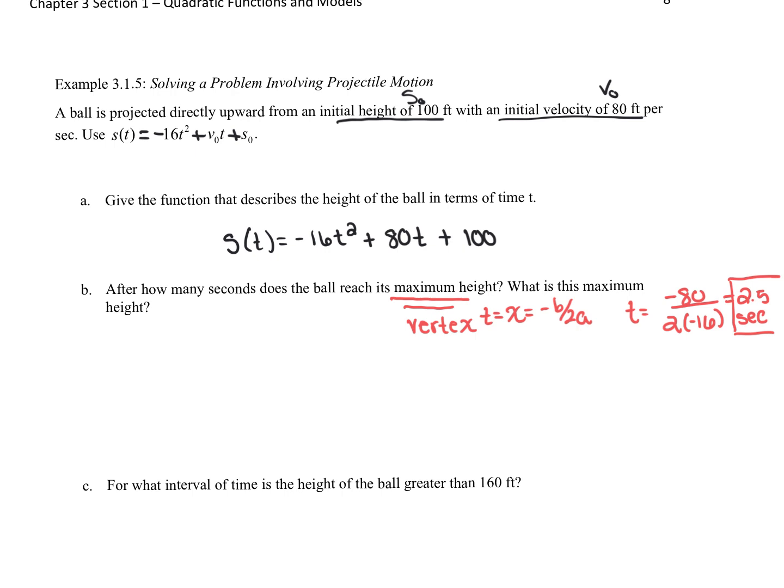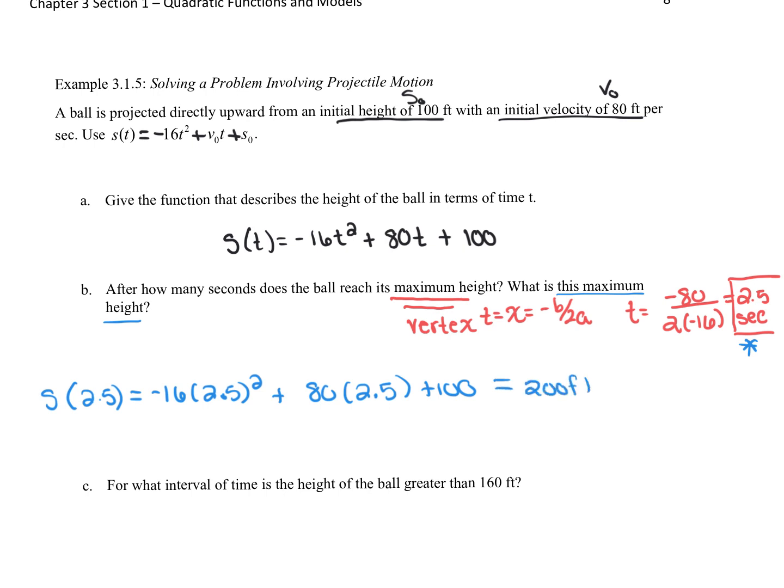The next part then says, what is the maximum height? So I want to find the maximum height. I need to plug this value in. So I need to do s of 2.5 equals negative 16 times my 2.5 squared plus 80 times 2.5 plus my 100. When you crunch that out, it becomes 200 feet. So that's my maximum height.